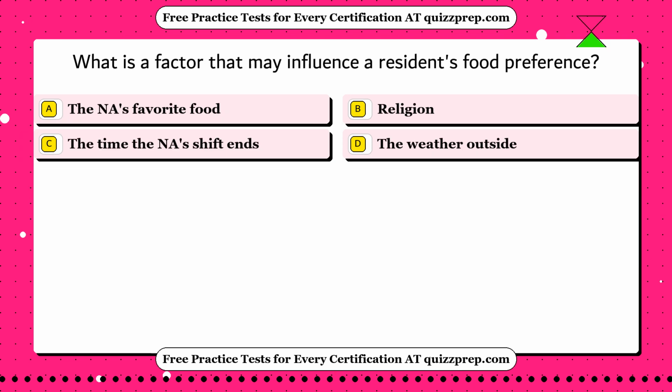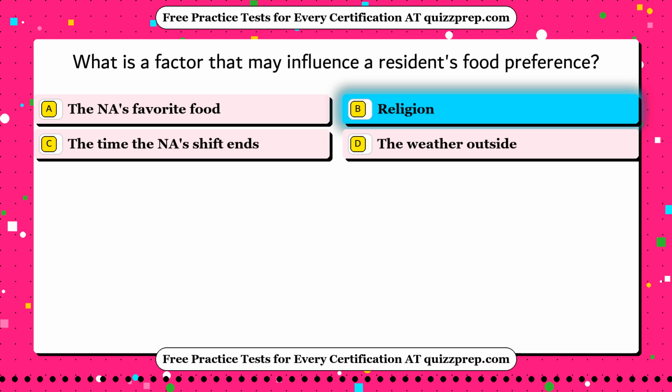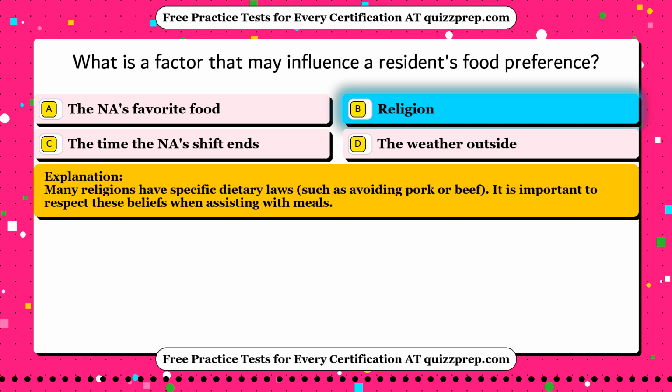Question 96. What is a factor that may influence a resident's food preference? Option A. The NA's favorite food. Option B. Religion. Option C. The time the NA's shift ends. Option D. The weather outside. The correct answer is option B. Religion. Many religions have specific dietary laws, such as avoiding pork or beef. It is important to respect these beliefs when assisting with meals.